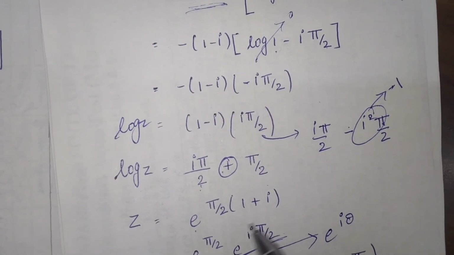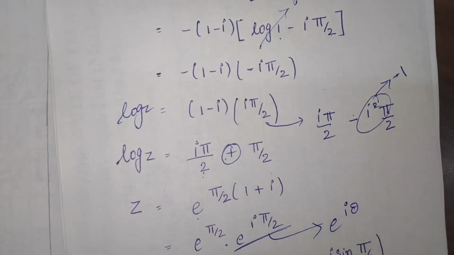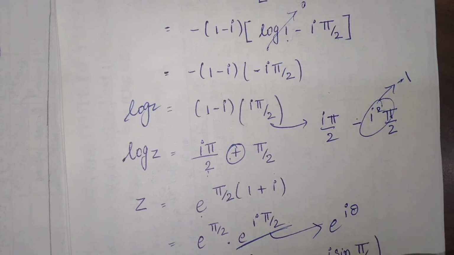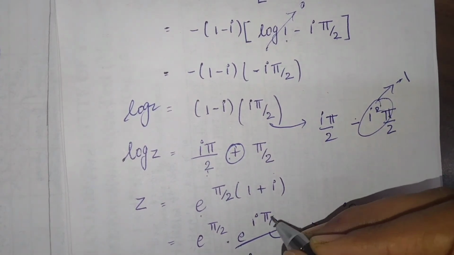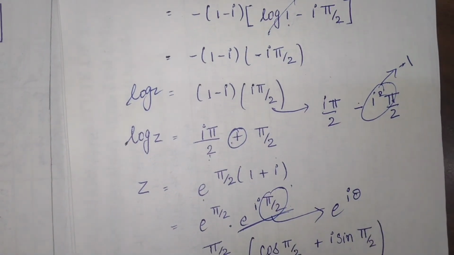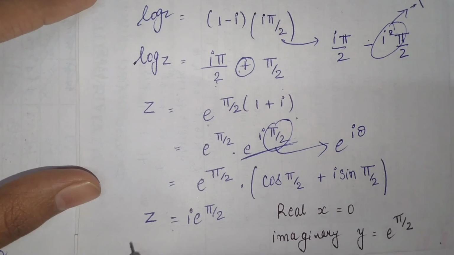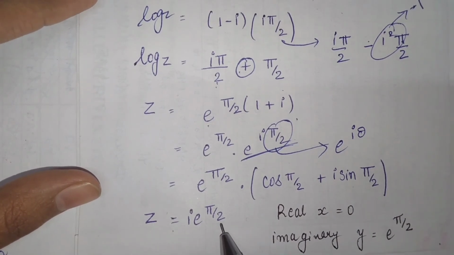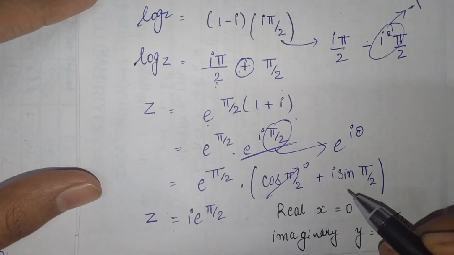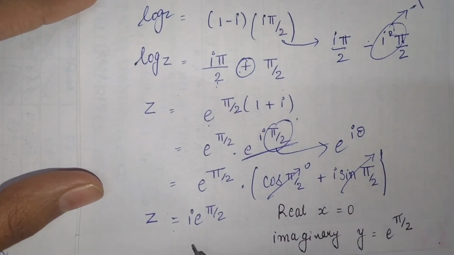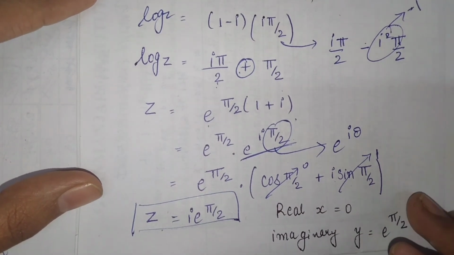But again this is the formula of e raised to i theta. So here in place of this term I can write cos theta plus i sin theta. So e raised to pi by 2 into (cos theta plus i sin theta). Our theta is pi by 2. So here we will get z equal to i into e raised to pi by 2, because the value of cos pi by 2 is 0 and sin pi by 2 is 1. So we will get i into e raised to pi by 2 as the final answer.